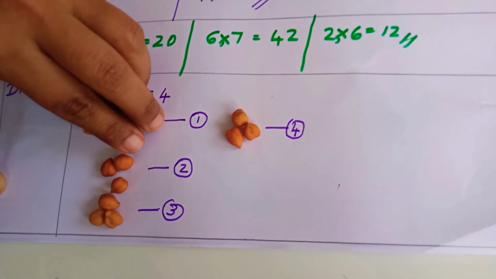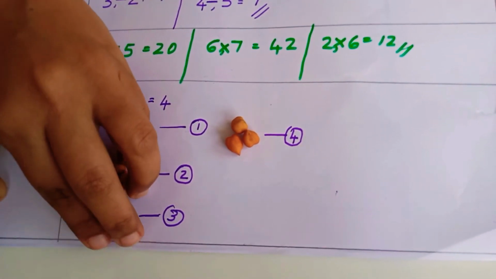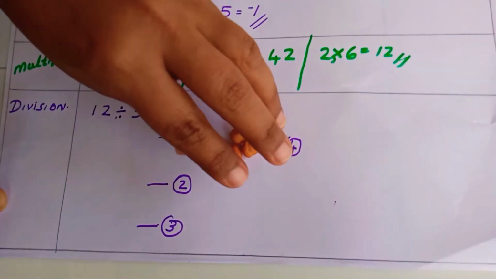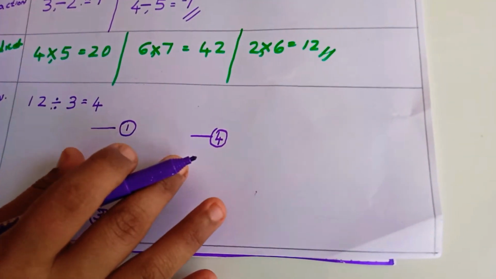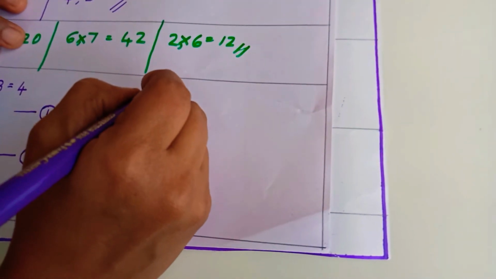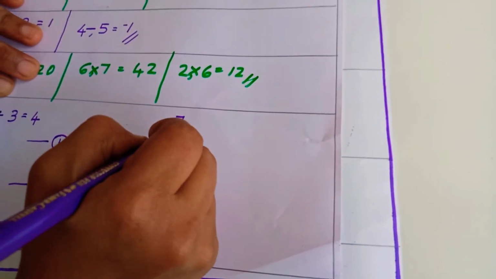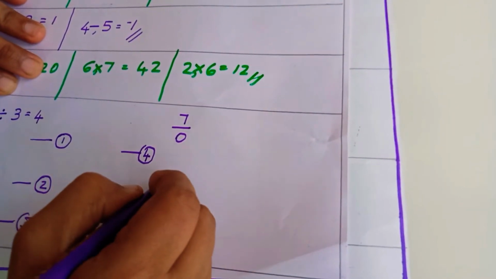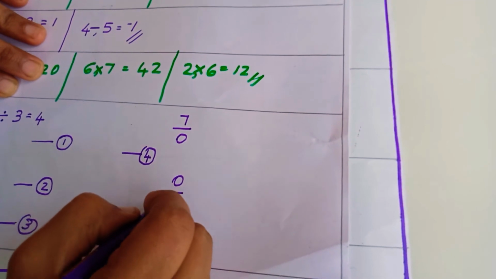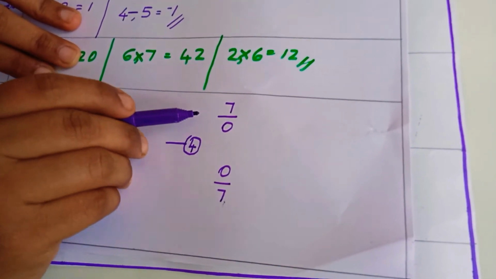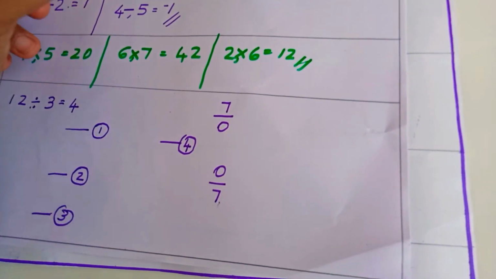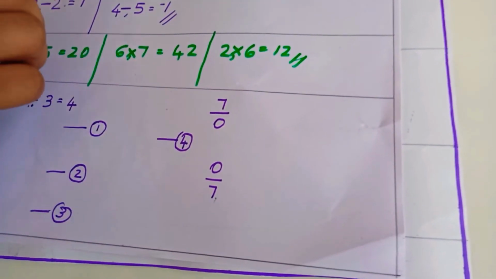In the same way, you may be getting a question for your exam like this. See, 7 divided by 0 and 0 divided by 7. These questions you may be getting as MCQ questions. See, we can check that 7 divided by 0.